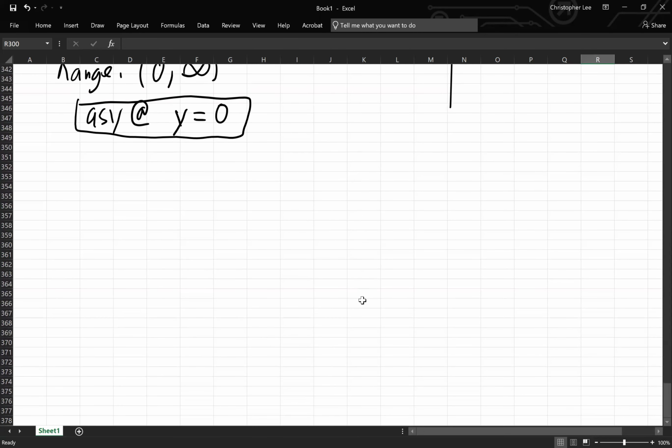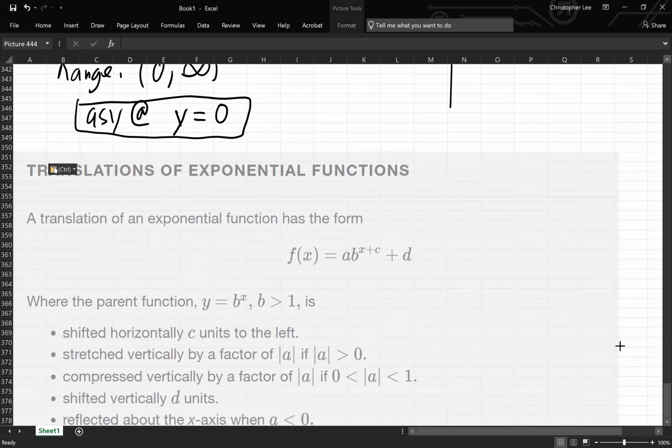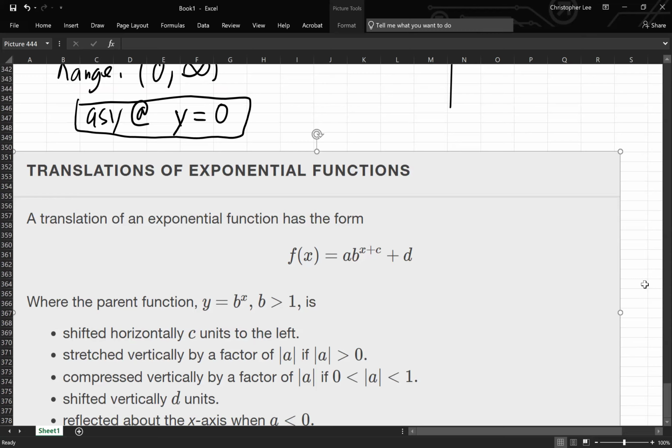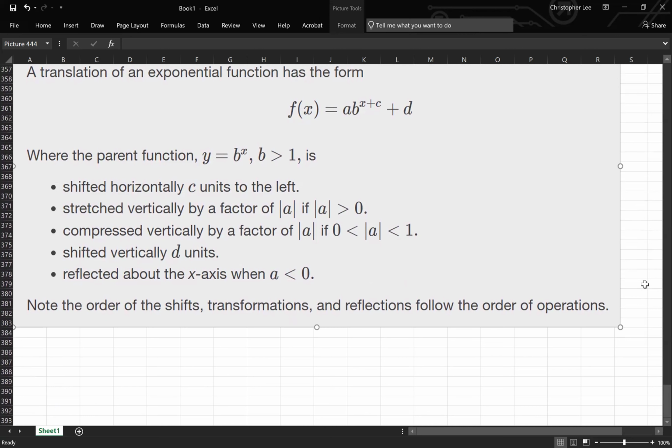Even though I'm not going over this extensively, you all have enough knowledge to follow what I'm about to show y'all. All right. So this is a translation of exponential functions, right? So a translation of an exponential function has the form A B raised to the x plus c power plus d, right? Where the parent function is y equals b to the x power, where b is greater than 1, right? So it will get shifted horizontally, right, by the c. So if c is negative, we're going to the right. C is positive, we're going to the left.